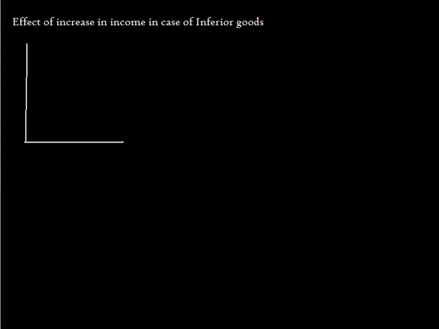We'll draw these axes, and let's label them x and y. You have the initial budget line with you and the initial indifference curve, let's name it as e naught. At this point, this much amount of x is being demanded, so it is x naught. Remember this, we are considering that x is inferior.